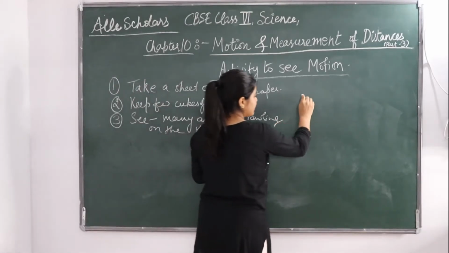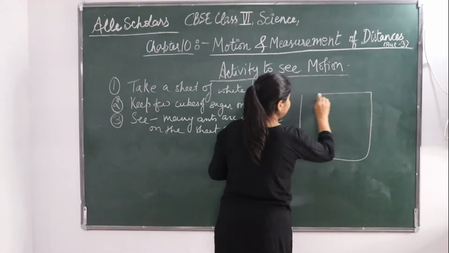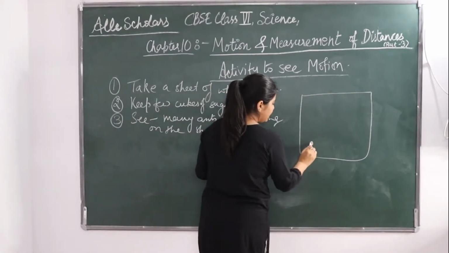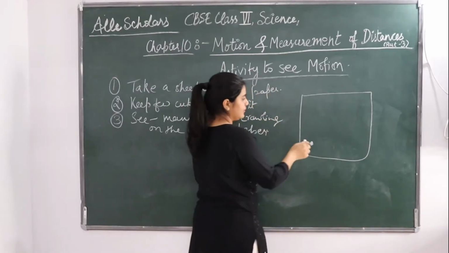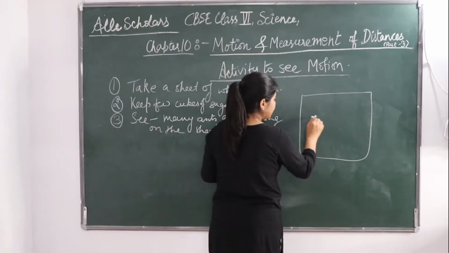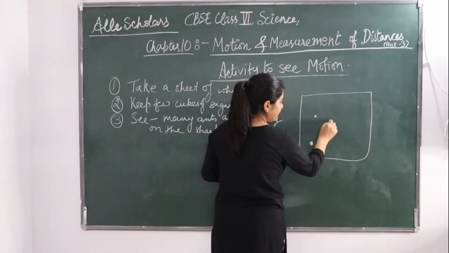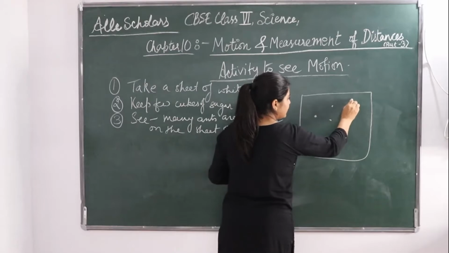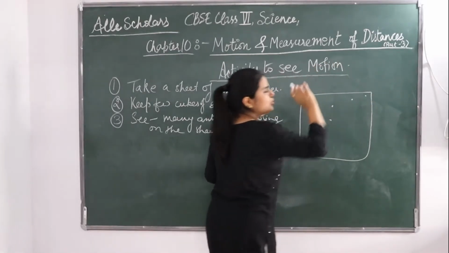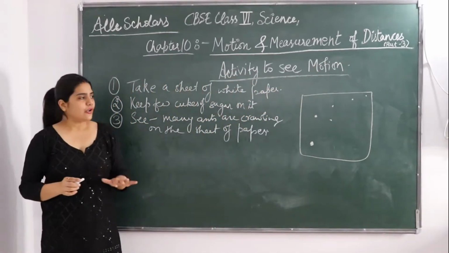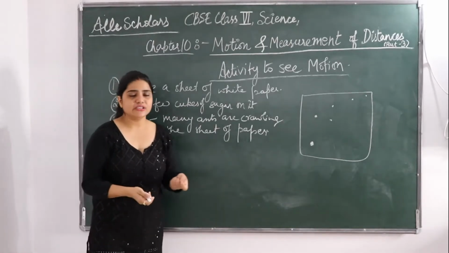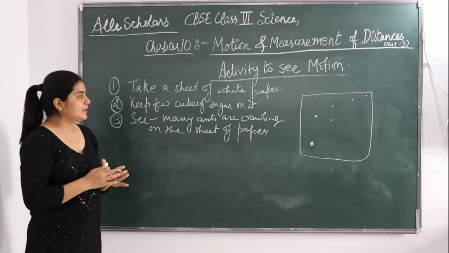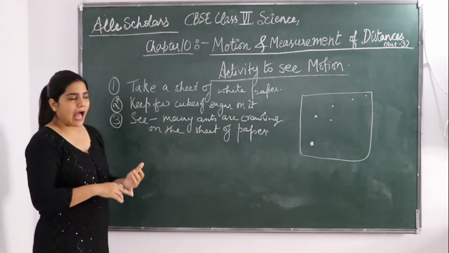Suppose this is a sheet and you have kept some sugar cubes. Firstly the ant was here, you just make a dot here. Then the ant has gone here, make a dot here. Then the ant has gone here, take a dot here, it goes here, here, here, and then it goes away from the sheet. Now just shake the paper and let it be free from sugar and the ant.